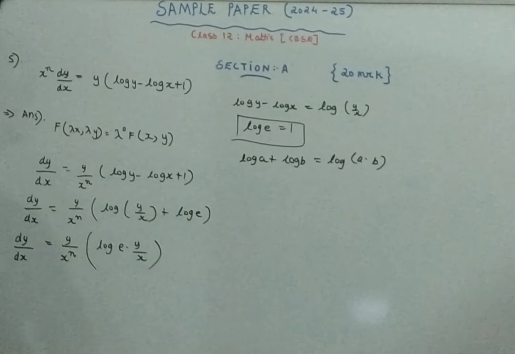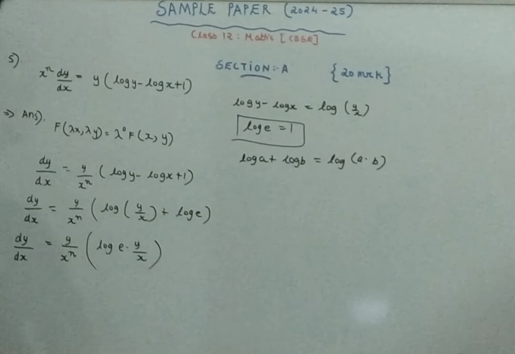Okay, here also y by x, the power of y is 1, and here also the power of x is 1. So in order to get the degree equal to 0, the power of x should be equal to what? It should be equal to 1. So from here we can say that n is equal to 1.